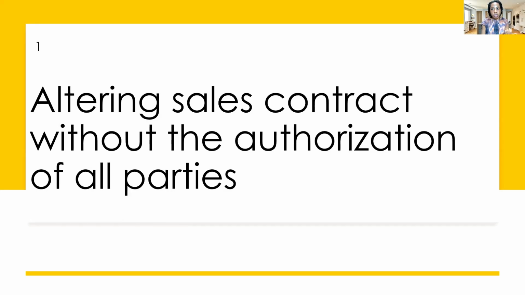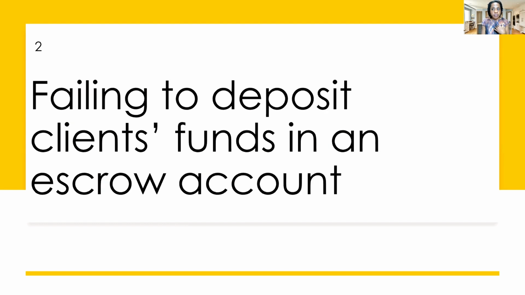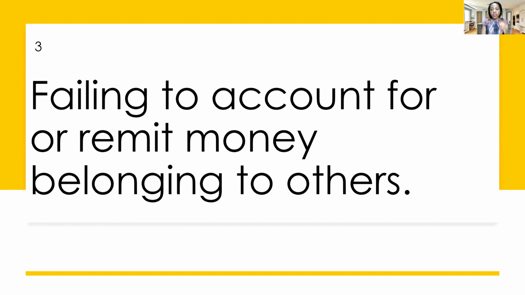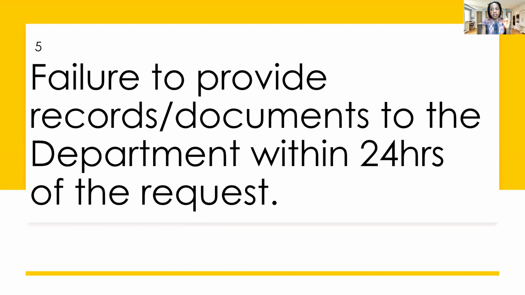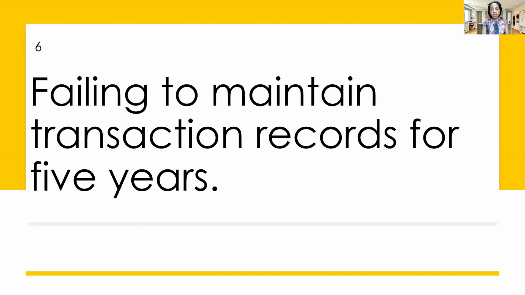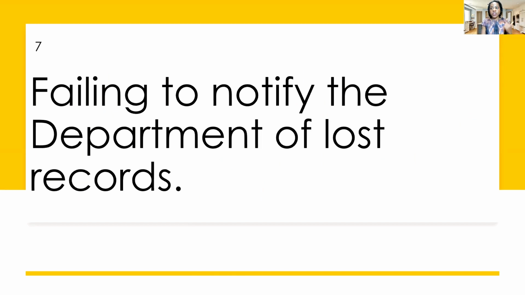First one was altering the sales contract without the authorization of all parties. Second was failing to deposit the client's funds in an escrow account. Third, failing to account for or remit money belonging to others. Fourth violation, unprofessional conduct, dishonest dealings, misrepresentation, and false promises. 5, failure to provide records or documents to the department within 24 hours of the request. And 6, failing to maintain transaction records for 5 years. Finally, failing to notify the department of lost records.